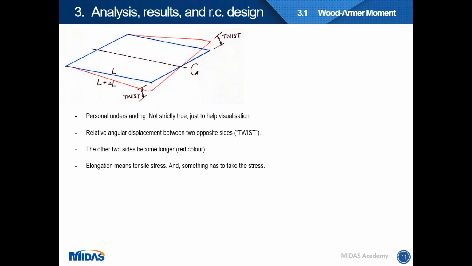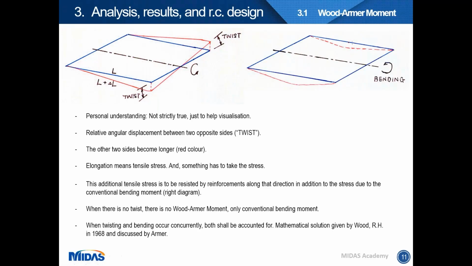It is just to help you and me to visualize the problem. It is not necessarily correct mathematically, but just to help you understand the problem. So let's say here is a plate within a larger plate. If we have a twisting moment here, this corner will rise and this will drop. So the element is actually becoming longer, and this elongation will mean tensile stress, of course.